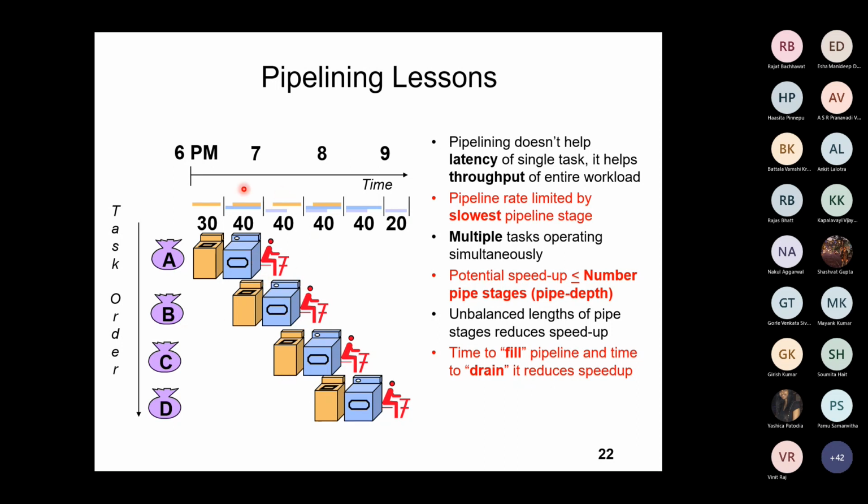You know. So here at 7 p.m. only 2 resources are busy. And similarly here, at something here only 2 resources are busy. But there are some time instances or time intervals where all the 3 resources are busy. So when all the 3 resources are busy, you are getting the maximum benefit. And that's when you get the maximum parallelism. Before that, you have some filling time and you have some draining time.